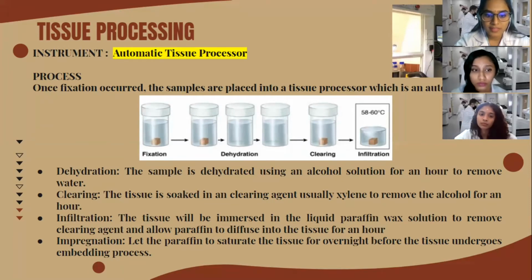At first, the sample is dehydrated using an alcohol solution for an hour to remove the water. And for the clearing part, the tissue is soaked in the clearing agent. The basic agent we use is xylene, to remove the alcohol for an hour. And after that, the tissue will be immersed in the liquid paraffin wax solution to remove the clearing agent and allow paraffin to diffuse into the tissue for an hour and let the paraffin saturate the tissue overnight before the tissue undergoes the embedding process.